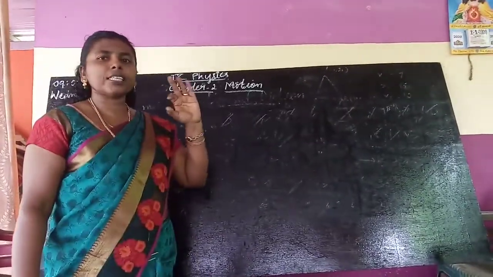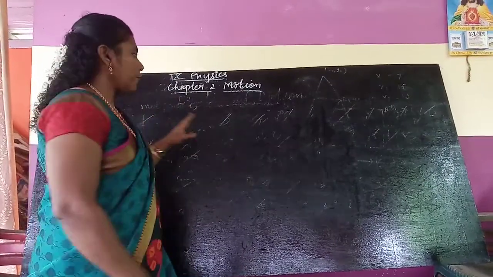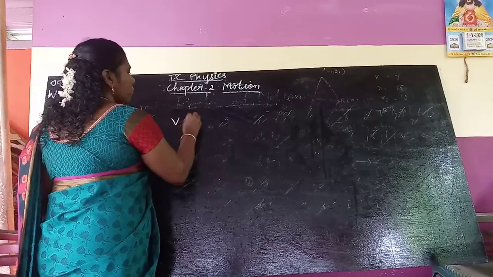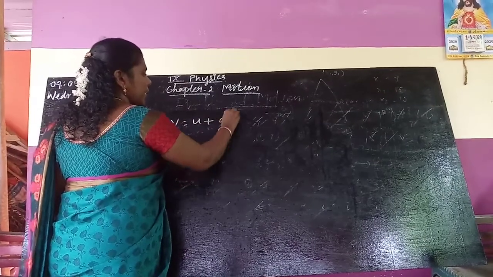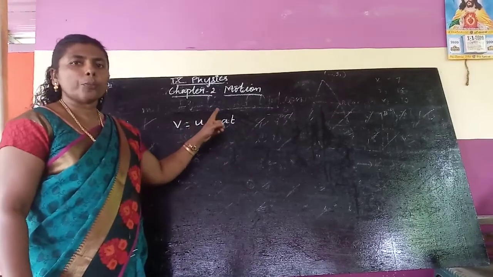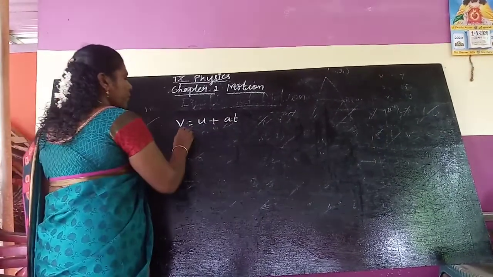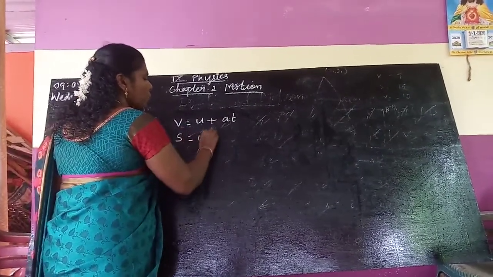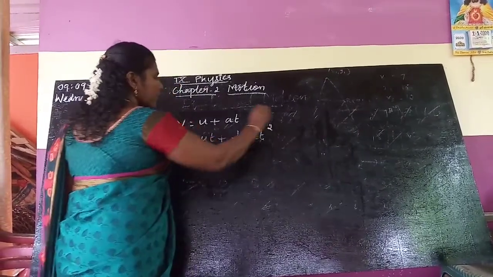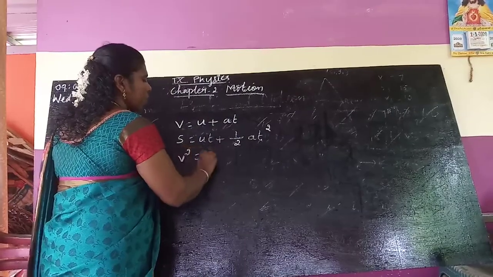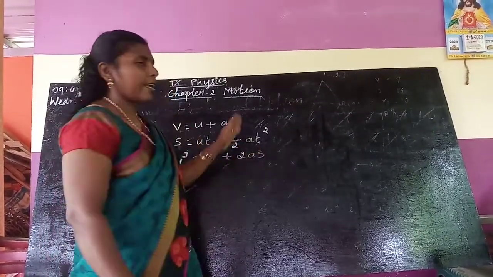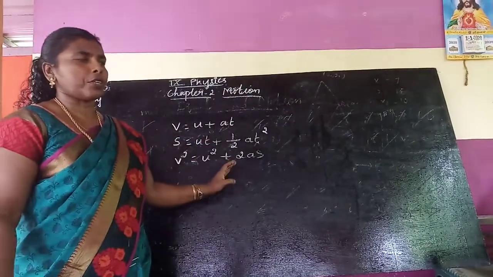Already you have learned three equations. Those equations I am writing now. V equal to U plus AT. First equation, V equal to U plus AT. Second equation, S equal to UT plus half AT square. Third equation, V square equal to U square plus 2AS. As in the last class, we derived these three equations.